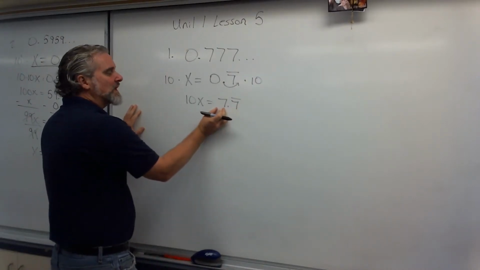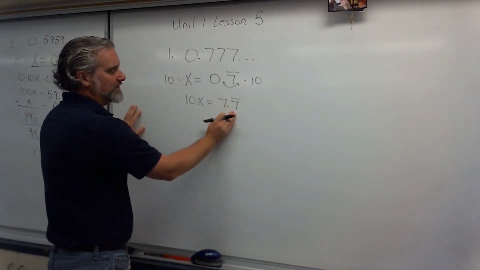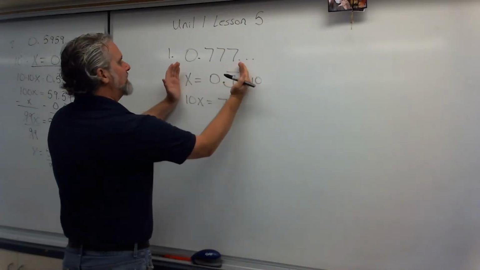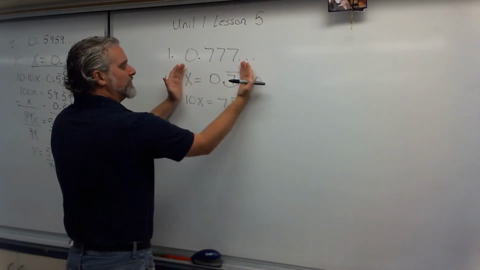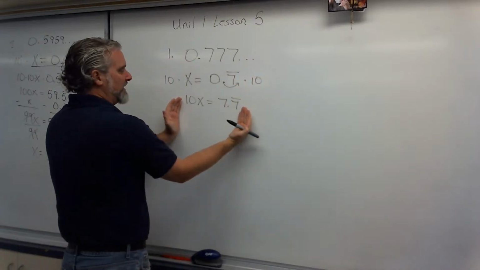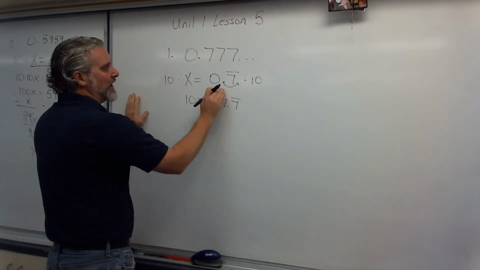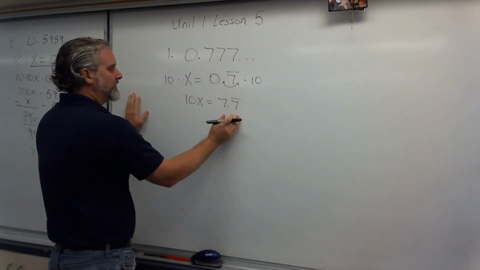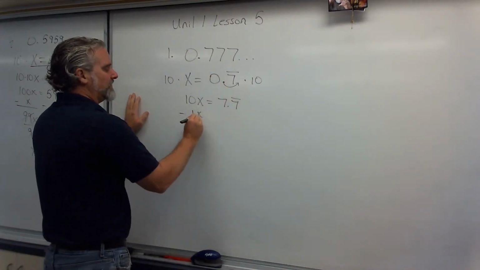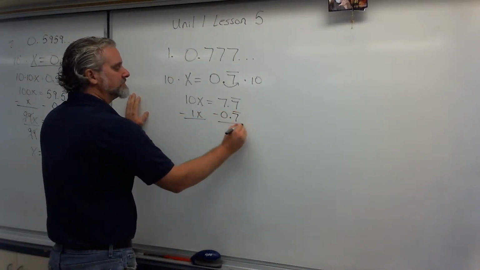And now we have one copy of that pattern, which is just a 7, to the left of the decimal point. And so now I can move on to my next step, which is to get rid of this repeating decimal portion. So I'm going to take my original x equals 0.7 repeating, and I'm going to subtract that from 10x equals 7.7 repeating. Subtract x from this side, subtract 0.7 repeating from this side. Subtract 1x, and over here subtract 0.7 repeating.